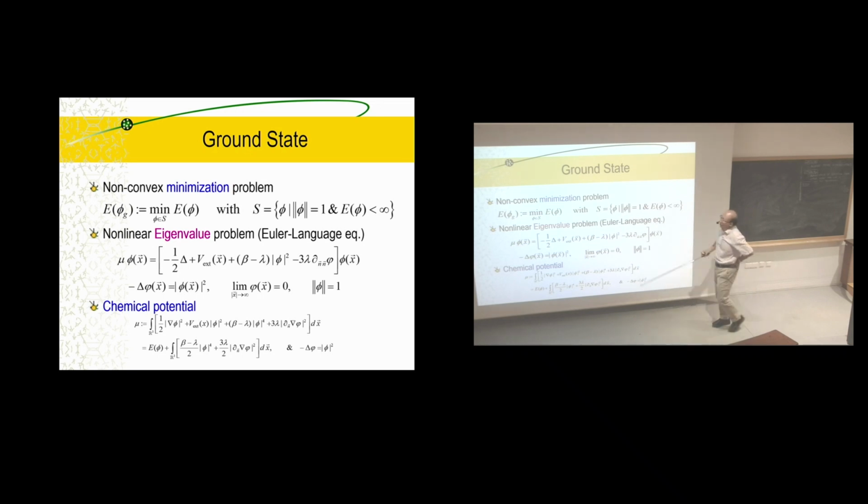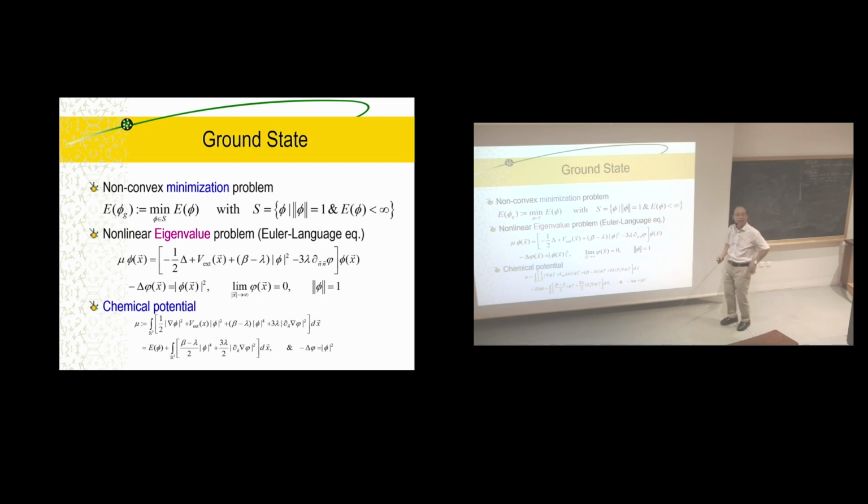So this is a non-convex minimization problem. Of course, it is a constrained minimization problem. If we define the Lagrangian L of phi and mu equal E of phi minus mu times the quantity |phi|^2 minus 1, you end up with the following, which you can call a nonlinear eigenvalue problem, or the so-called Lagrangian equation. Here the problem is to find mu and phi together, with the constraint that the L2 norm of phi equals 1.